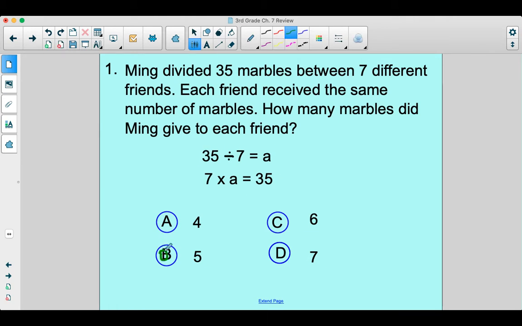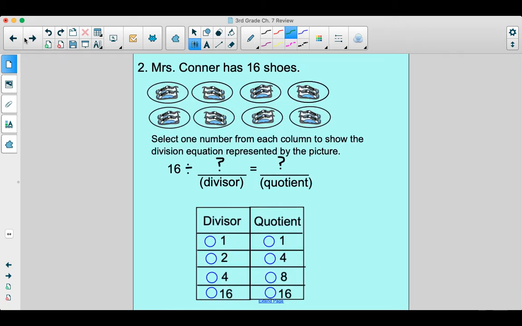So we could put B, 5. And then the same would be true: 35 divided by 7 equals 5. So A equals 5.